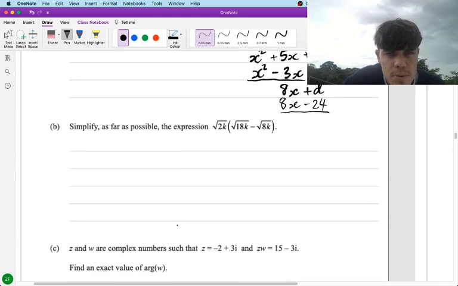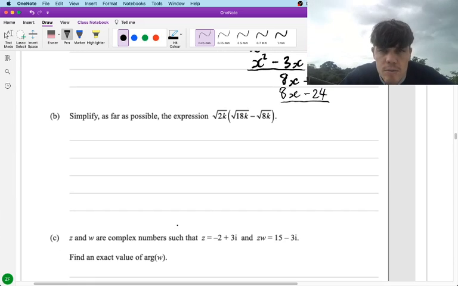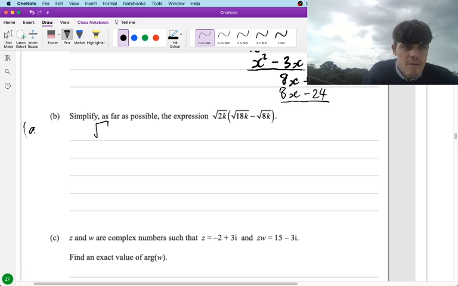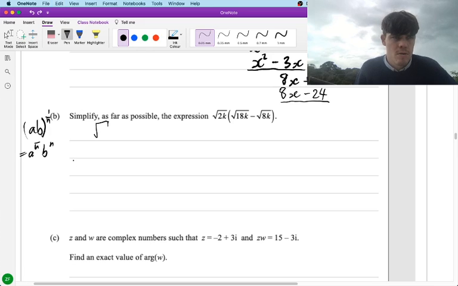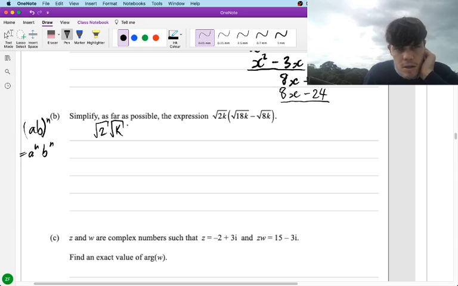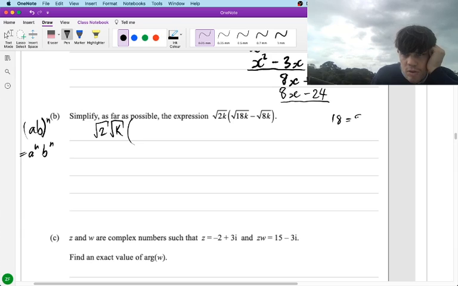Simplify as far as possible, in question B, the expression root of 2k times brackets root of 18k minus root of 8k. So first thing I'm going to do is split up the root, because of the rule that if we have (ab) to the power of n, that is a to the power of n, b to the power of n. So it's going to be square root 2 square root k, multiplied by square root 18. I can see something nice in that already because I know that 18 equals 9 times 2, and that's the same as 3 squared times 2.